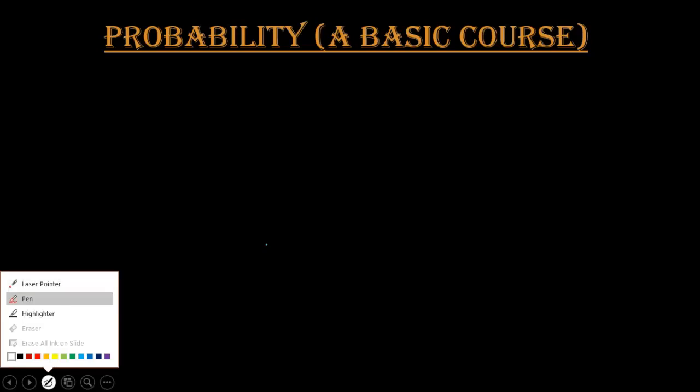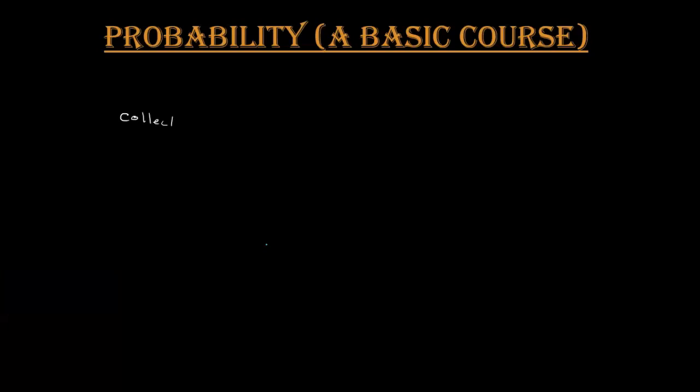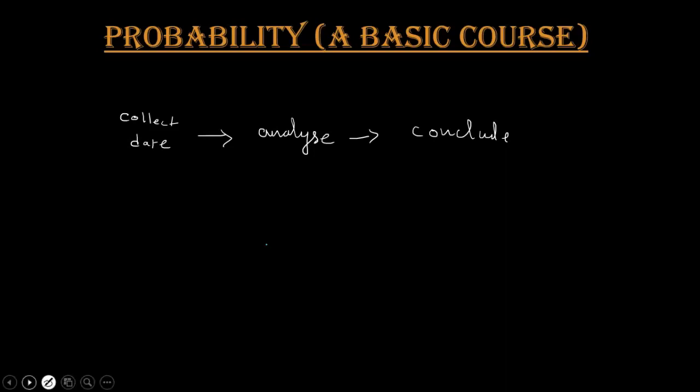So we have to collect data. We have to analyze it, and we have to conclude something. Okay, with these three things, we are done. So this is the basic idea of how we are dealing with probability and statistics. Okay, so let's have a look into some examples.